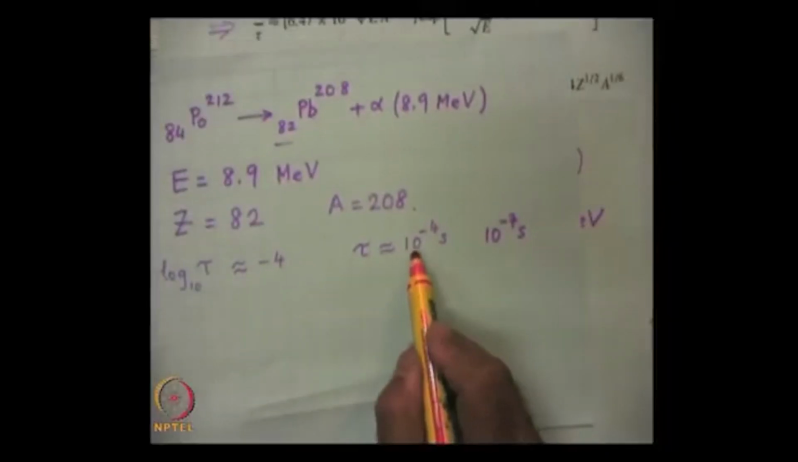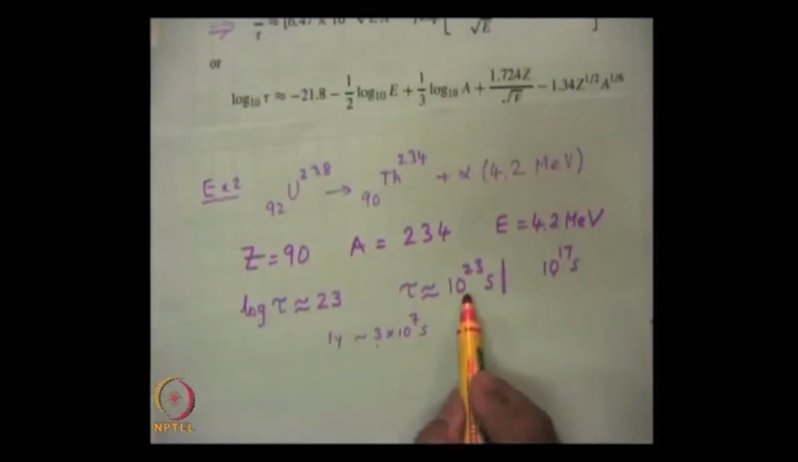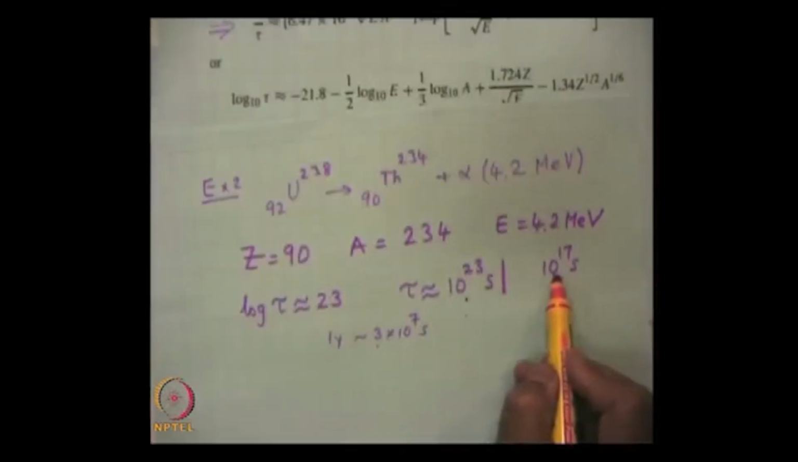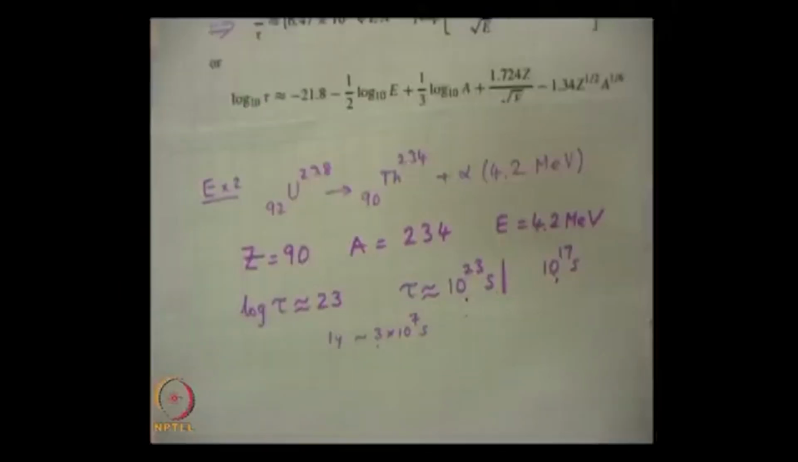But see the variation, from 10 to the power of minus 4 seconds to 10 to the power of 23 seconds. The experimental value is 10 to the power of minus 7 seconds to 10 to the power of 17 seconds. Now, 10 to the power of minus 7 seconds is a tenth of a microsecond. That is the measured lifetime of the alpha particle. And 10 to the power of 17 seconds is about 10 to the power of 10 years, that is, about a billion years. And this huge range is explained.